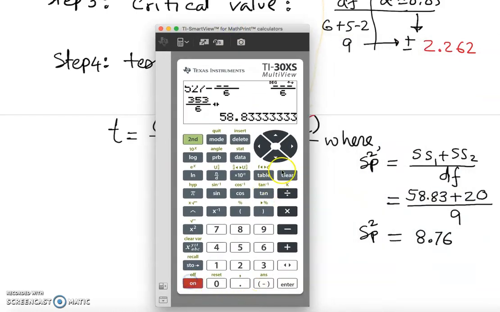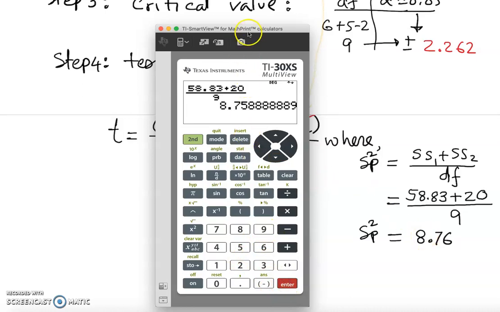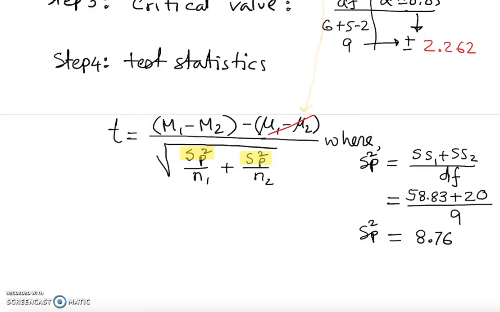So I'm going to clear it, and I'm going to show you here. So you do 58.83 plus 20, go down, 9, degree of freedom, enter, 8.76. Clearly that's how you do this. This is called pooled variance. Once we have the pooled variance, all we do, we're going to plug it in here, and plug it in here.